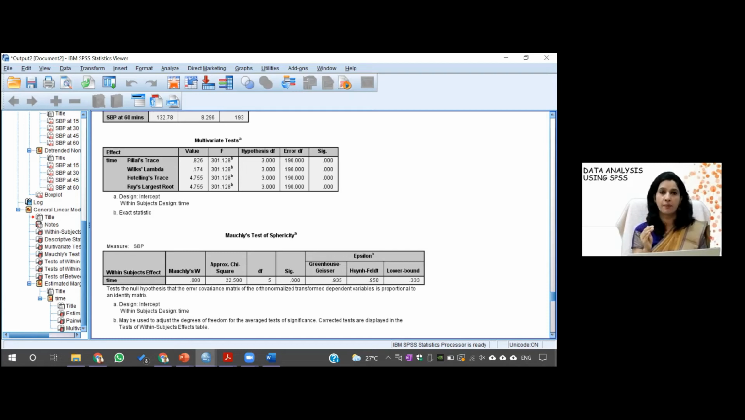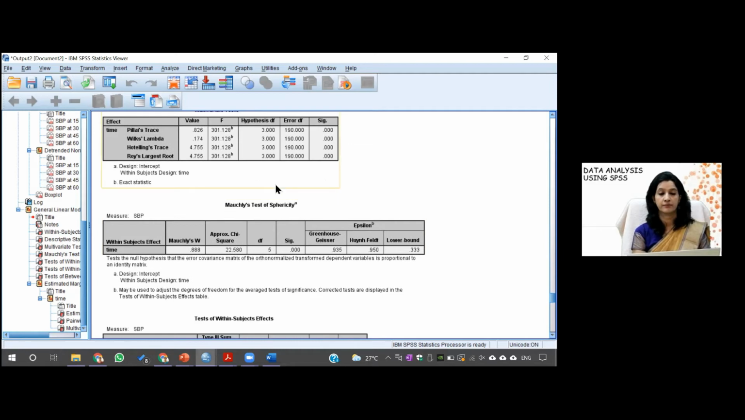The same concept applies here: for Mauchly's test of sphericity, if the p-value is more than 0.05, then we say that this assumption has been met. A significant p-value is not desirable for us here also, because we want this assumption to be met. But in this case, if you see the systolic blood pressure reading and the value of Mauchly's test of sphericity, this value is less than 0.05. So this assumption is not met.